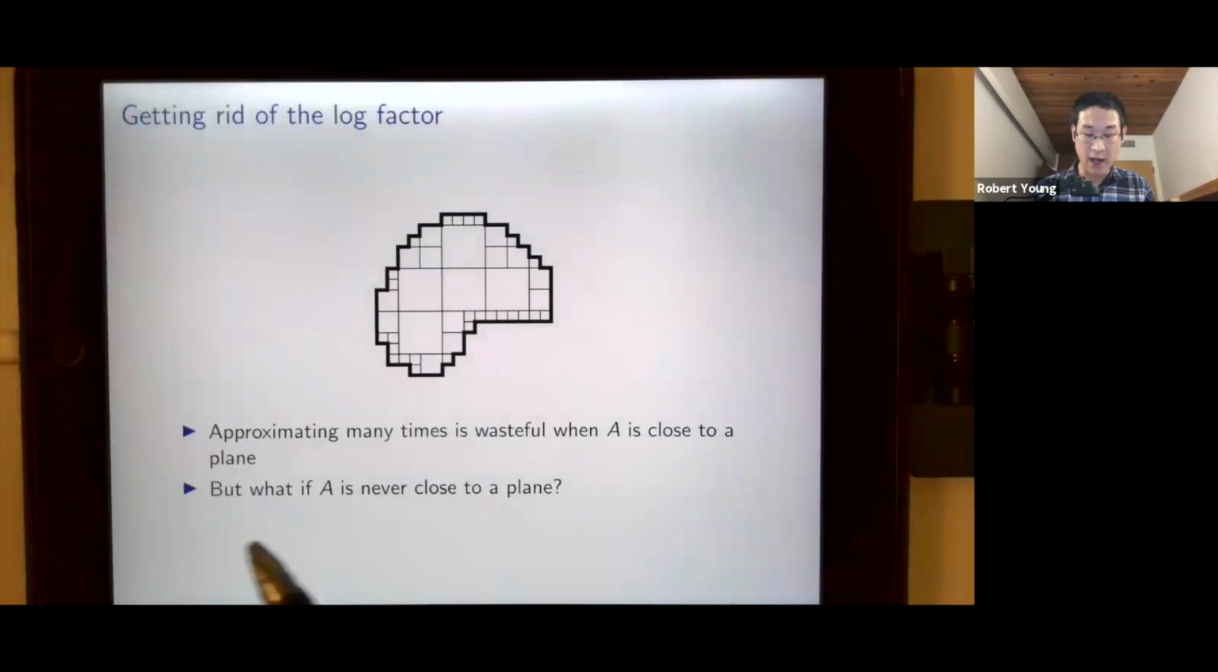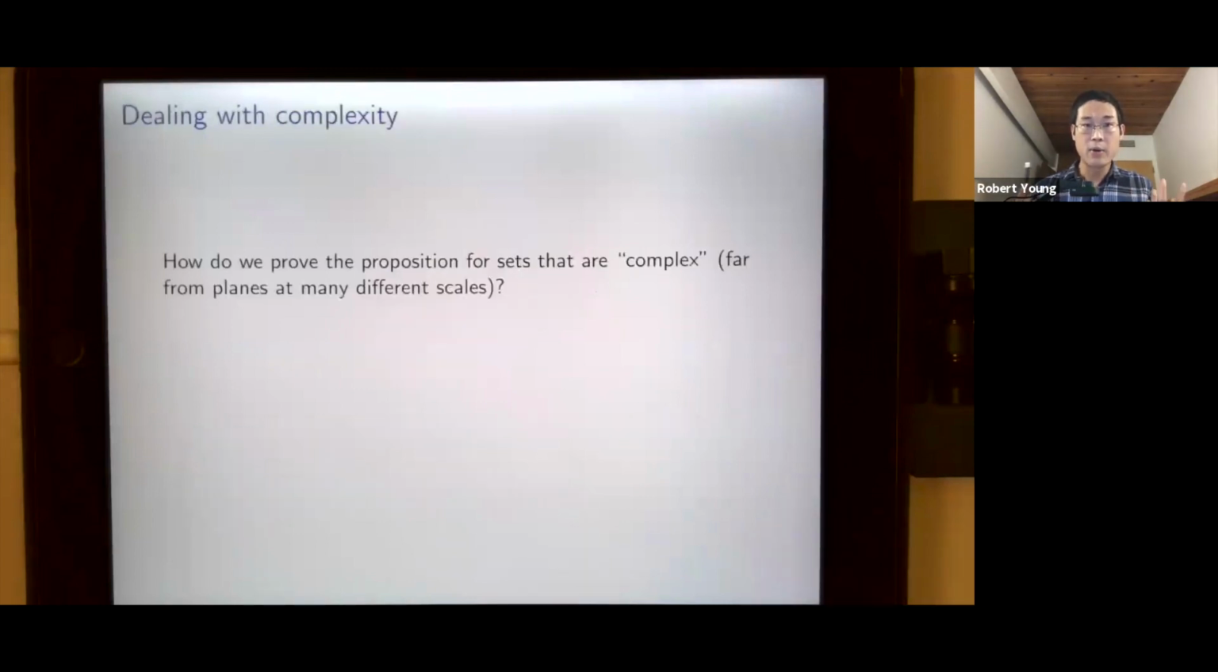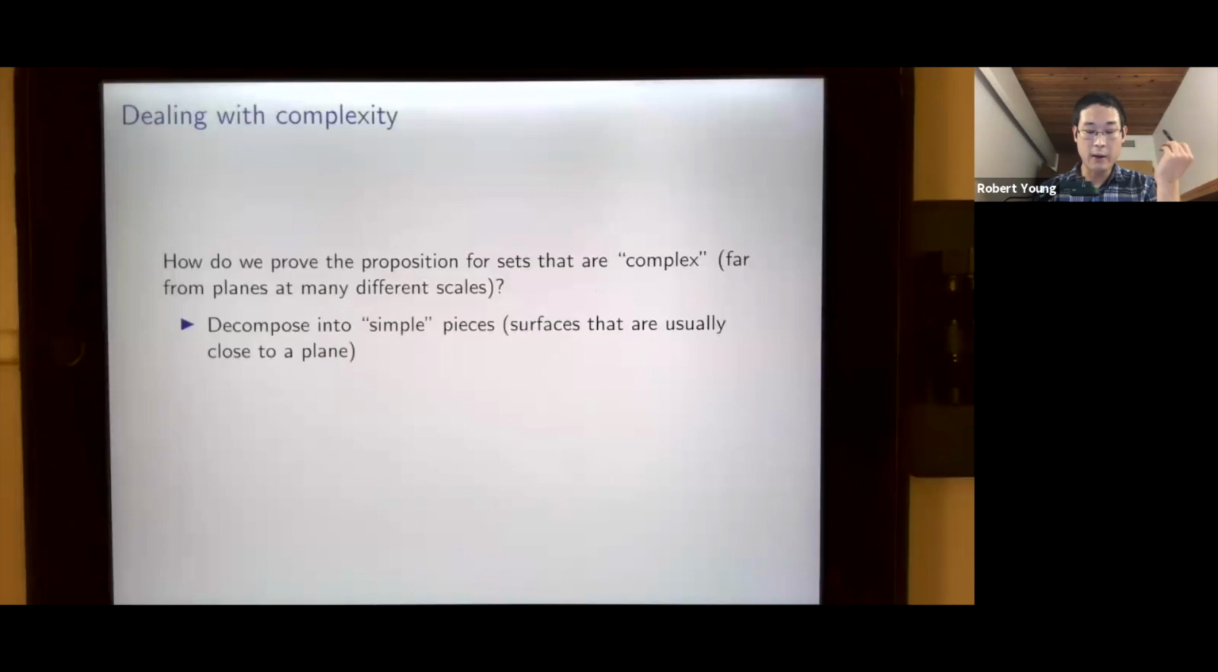So we do have this problem that we can have surfaces that are never close to a plane, and we have to figure out what to do with those. We have to figure out how to prove this proposition for sets that are complex, that are far from planes at many different scales. The basic strategy is like this. We're going to take our complex surfaces and decompose them into simple pieces, into pieces that are usually close to a plane. And then we're going to try to prove the theorem for those simple surfaces, to prove that if you have a surface that's usually close to a plane, then it satisfies this bound on the non-orientability.